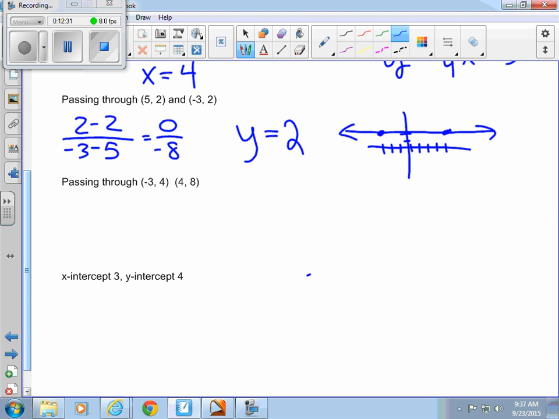Okay, this is 2 random points. This is not vertical or horizontal. So 8 minus 4 over 4 minus -3. And then how will I write the equation of the line once I have the slope?